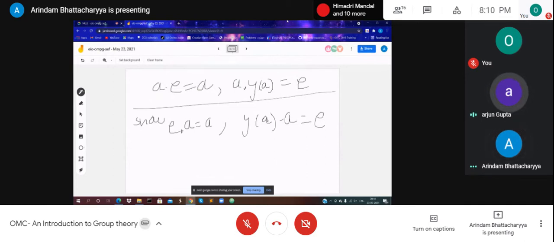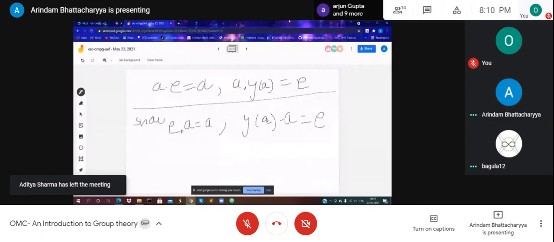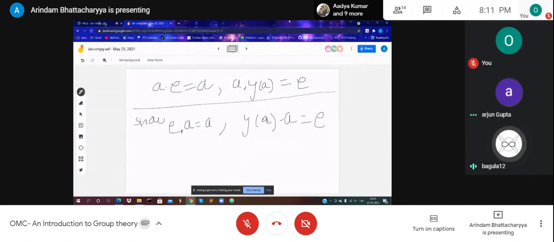Oh sorry, and that doesn't give anything. I think then we get a dot y of a is equal to e dot a. But since this binary operation is associative, we get a dot e. So we get a dot a, not e dot e. Please show the second property once again.